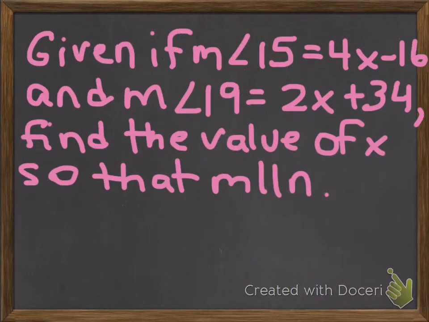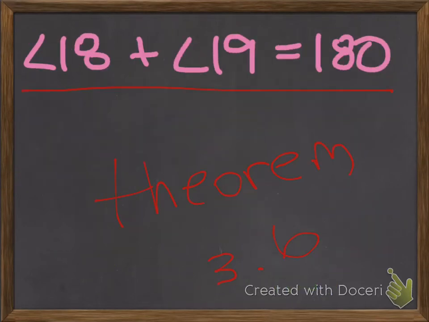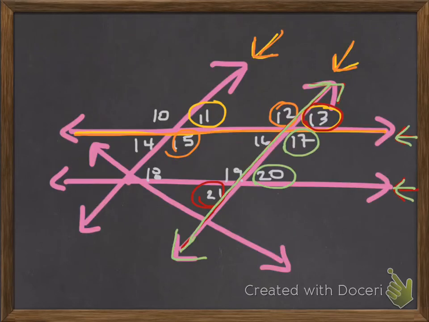And then again, we have angles 15 and 19 here. We need to find the value of x, so we need to figure out how we set up these two expressions. So 15 and 19 are going to be across from each other. So they are on opposite lines. So they are actually not related directly to each other, but we can relate them to each other by determining other relationships of angles.